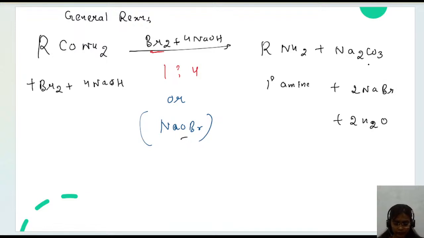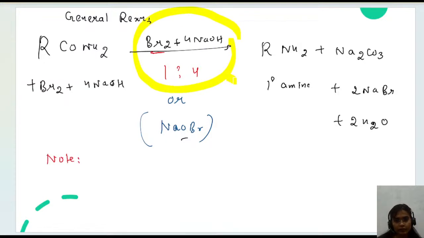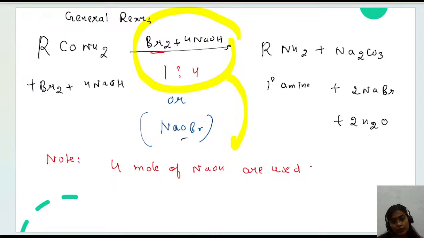Now let me write the note as well. What is the note here? 4 moles of NaOH are used per mole of Br2. So for 1 mole of Br2, we use 4 moles of NaOH.